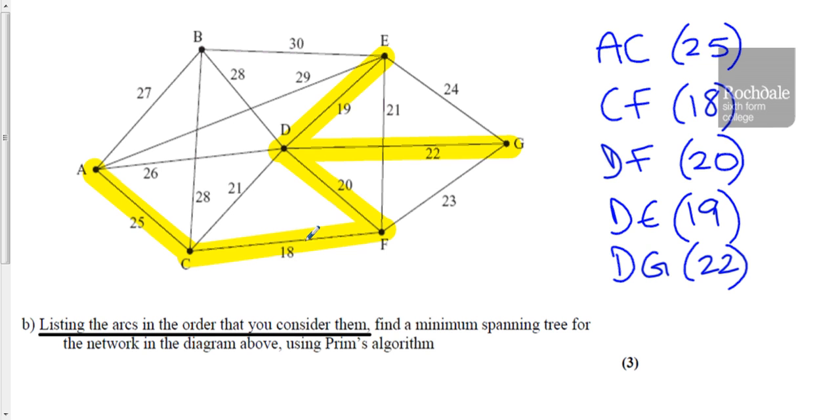I now have one vertex which is not part of the tree, so the only options I have now are BA, BC, BD, and BE. The smallest of those 4 is 27, which means AB 27 is the final edge added to my minimum spanning tree. The question didn't ask me for the total weight or total length of this minimum spanning tree, so I don't need to do anything else. We've got the 3 marks.